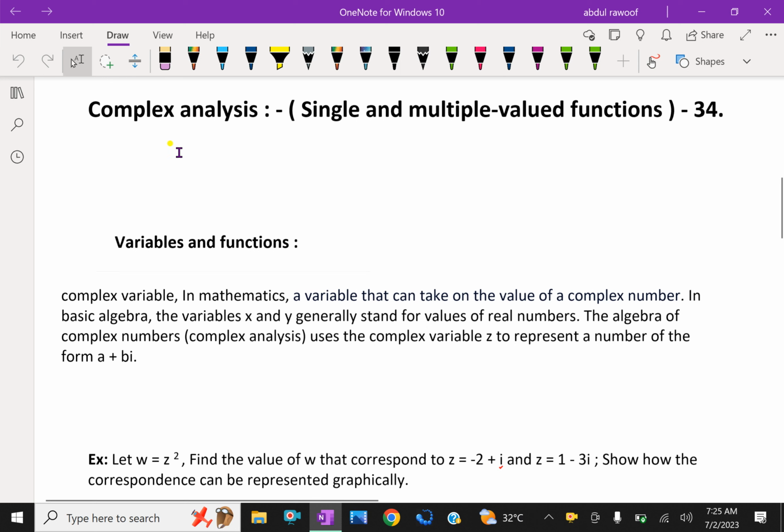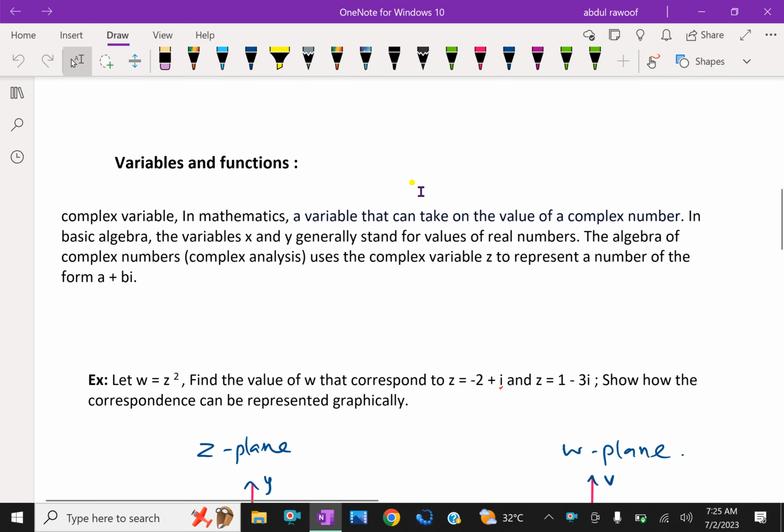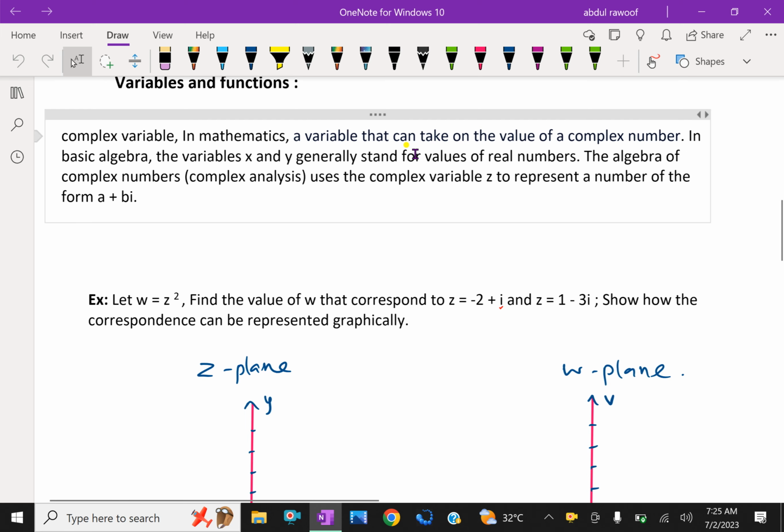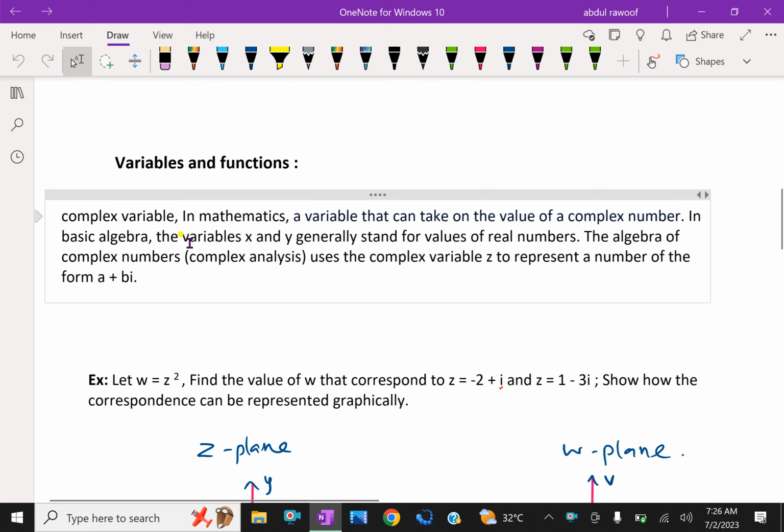Welcome to aminacademy.com. In complex analysis, let us discuss single and multiple valued functions. First, we'll discuss variables and functions. A complex variable in mathematics is a variable that can take on the value of a complex number.